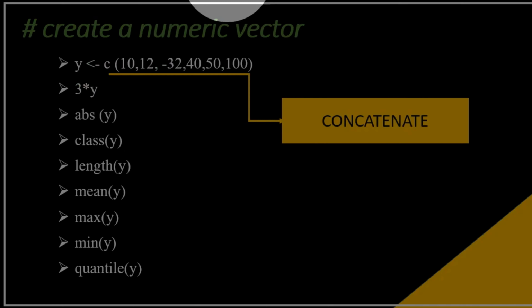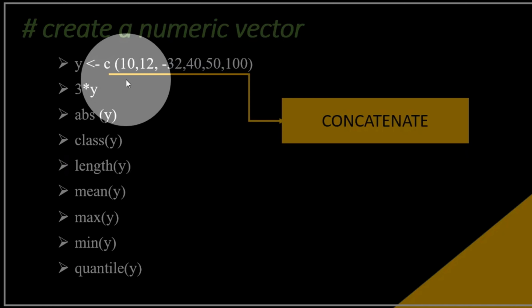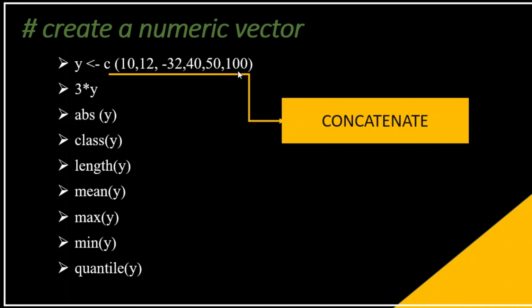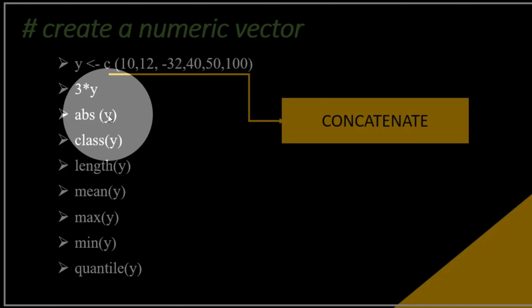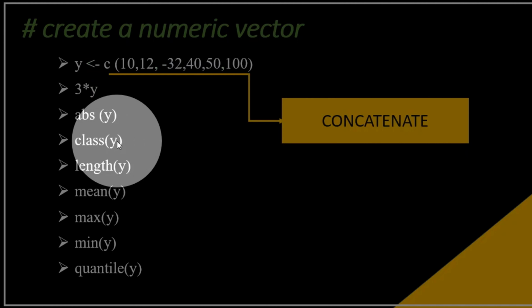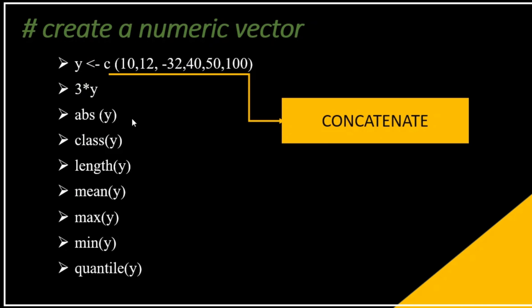What is 3y here? If we want to multiply each element by 3, we use 3 times y. The result will be 30, 36, minus 96, 120, 150, and 300. Similarly, if we go for abs(y), the absolute value, it will convert every number into a positive. The class of y is numeric. Length, we can find the length. Here we have six elements. We can similarly find mean, maximum, minimum, and quartiles.